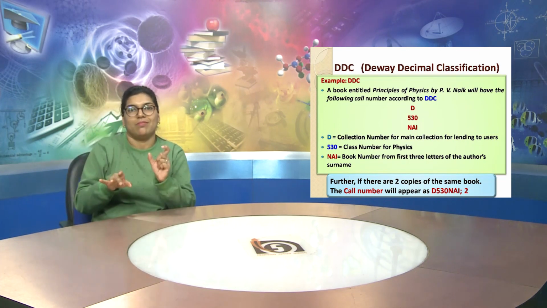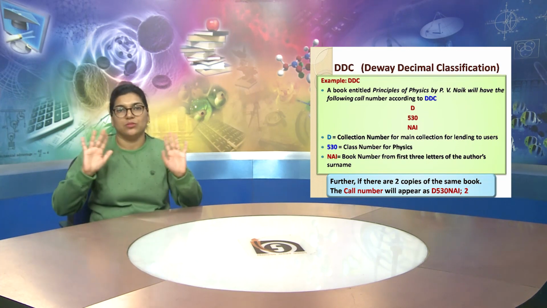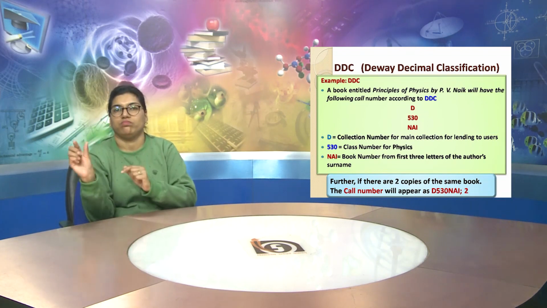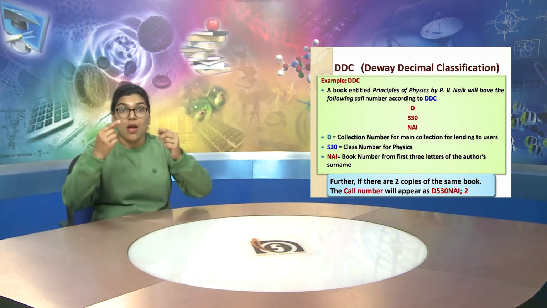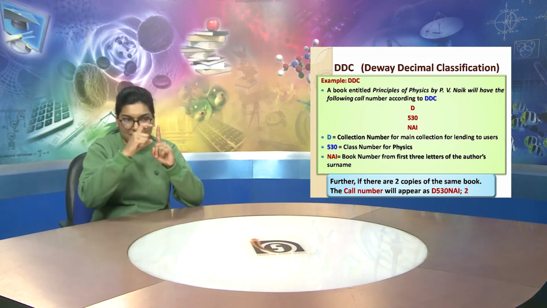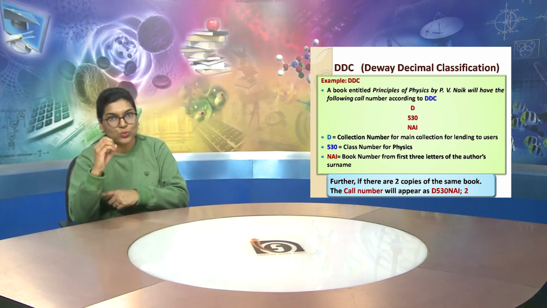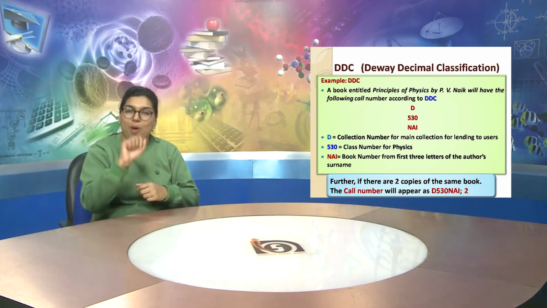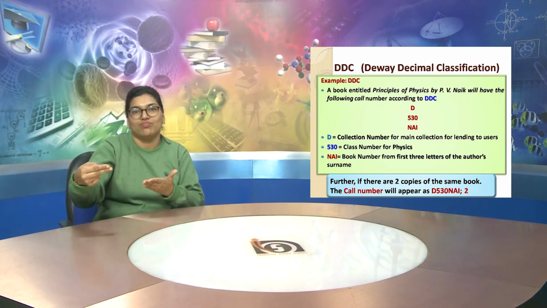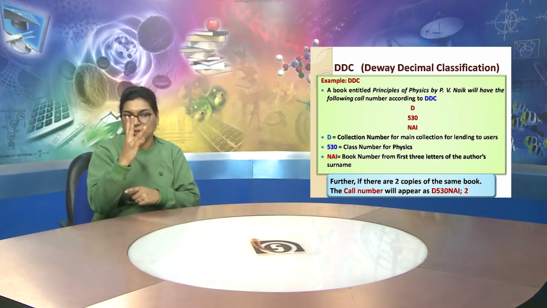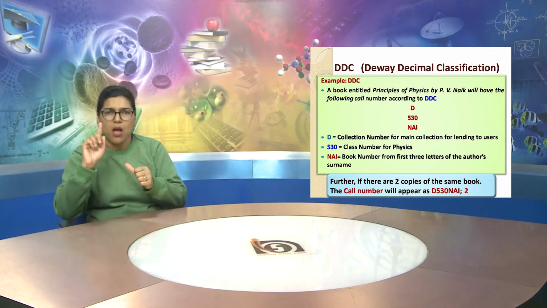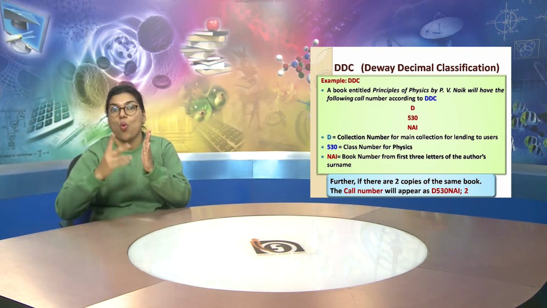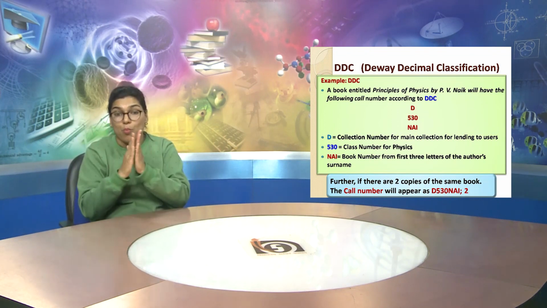So this is the rule for how we give the number to the book. That is why we have chosen 3 alphabets only. Now the final number which we will give to the book is, you can see on screen, D530 NAI. So this is the number of the book, or you can say the call number of the book in the DDC method, which is the international method.